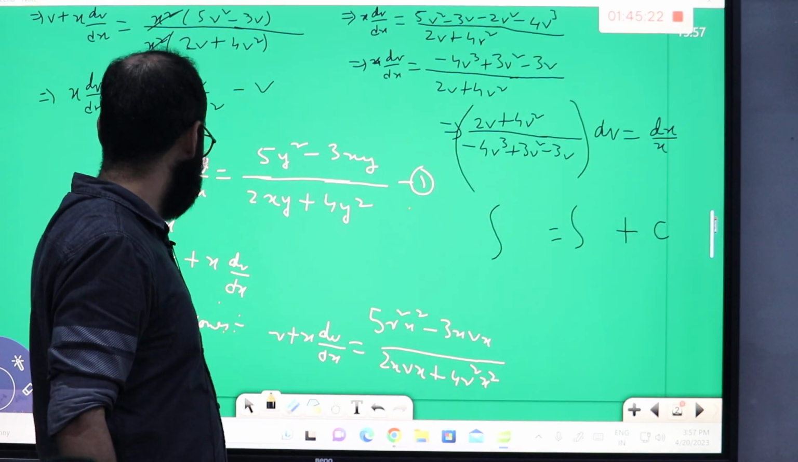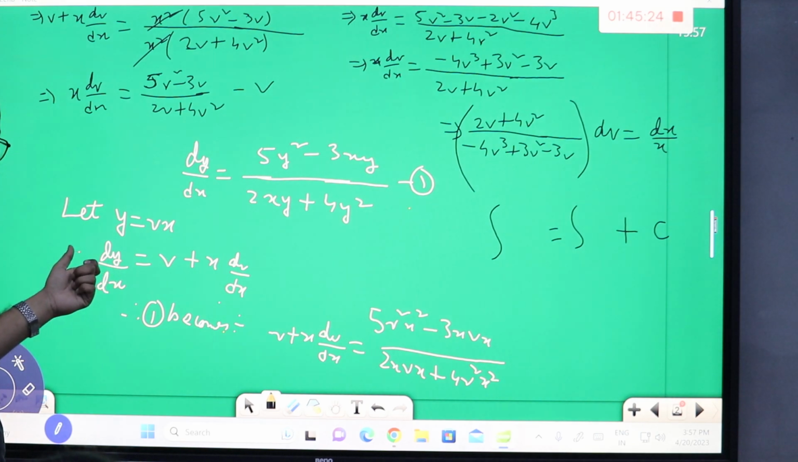Okay, so you have to differentiate this, isn't it? You have to differentiate dy dx.